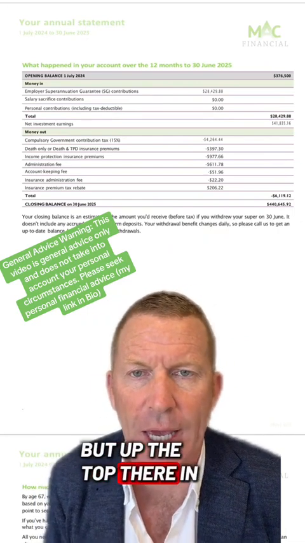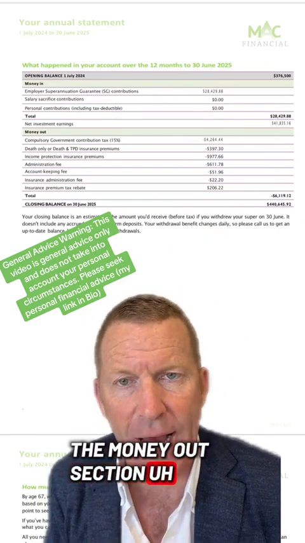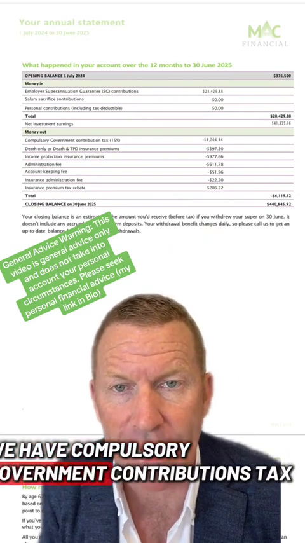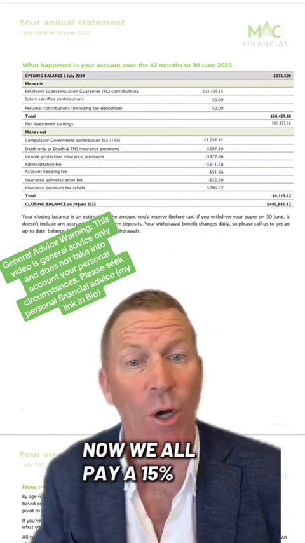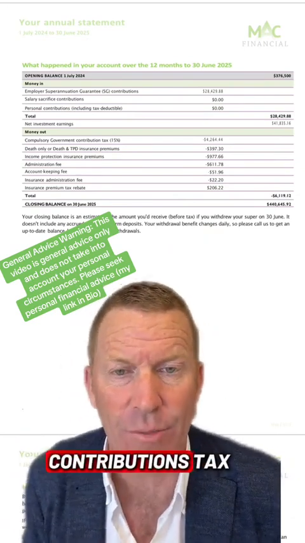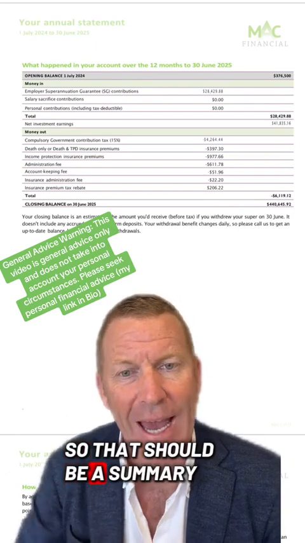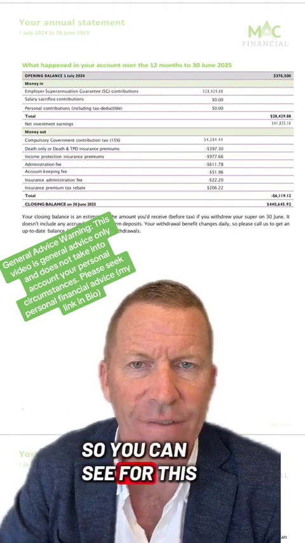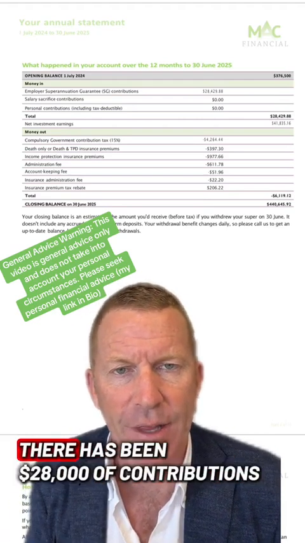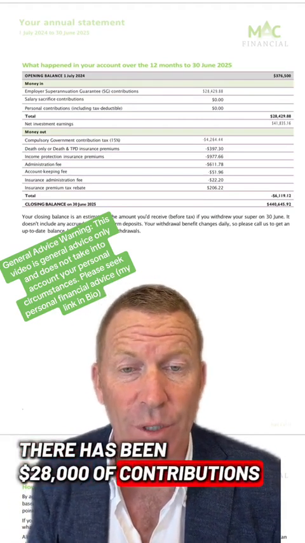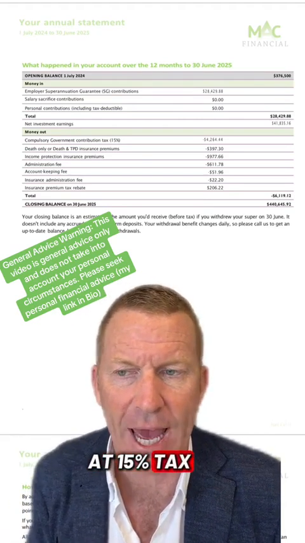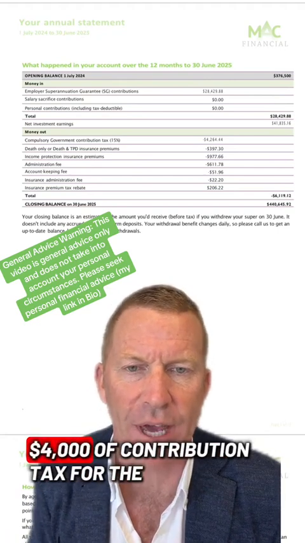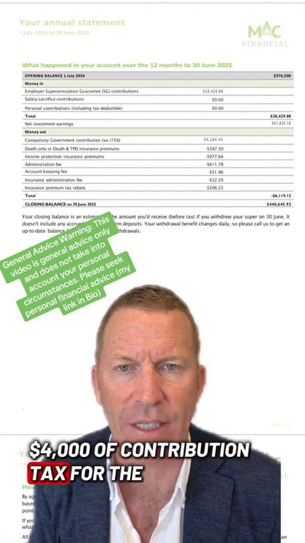But up the top there in the money out section, we have compulsory government contributions tax. Now we all pay a 15% contributions tax, so that should be a summary of the amount of tax that you have paid this year. So you can see on this statement, there has been $28,000 of contributions at 15% tax. That is a little bit over $4,000 of contribution tax for the year.